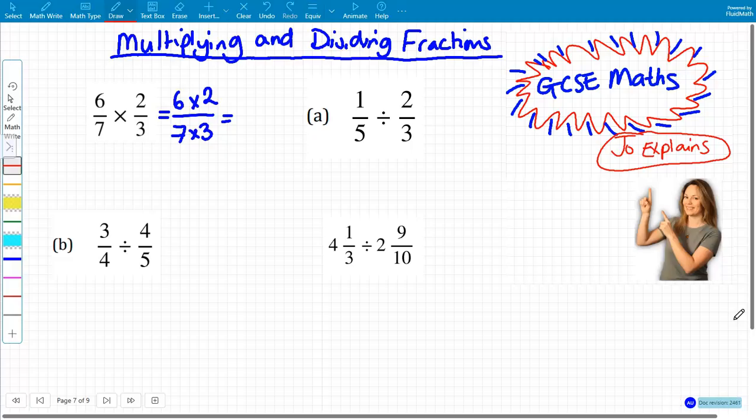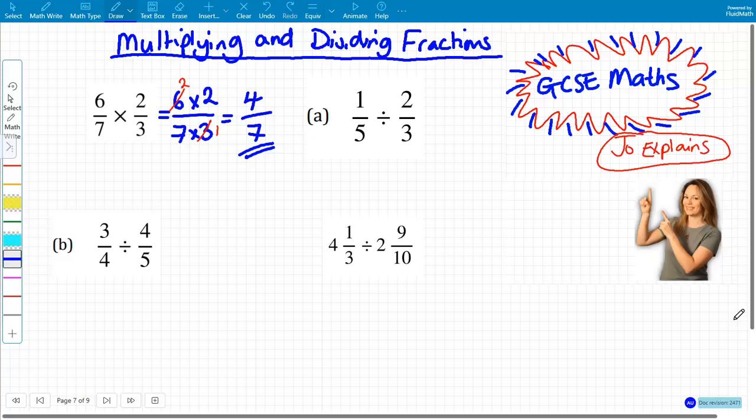I can see that the 6 and the 3 have a common factor, so 3, isn't it? So 3 goes into 3 once, and 3 goes into 6 twice. So now I'm going to multiply these new numbers across. If I multiply 2 times 2, I get 4. And if I multiply 7 times 1, I get 7. So that's fully simplified already for me. If I hadn't done that, I would have got 12 over 21, and then I would have simplified down to 4/7 anyway.